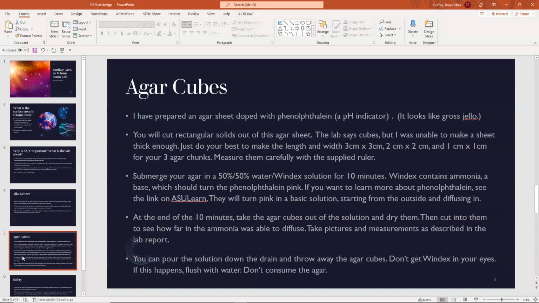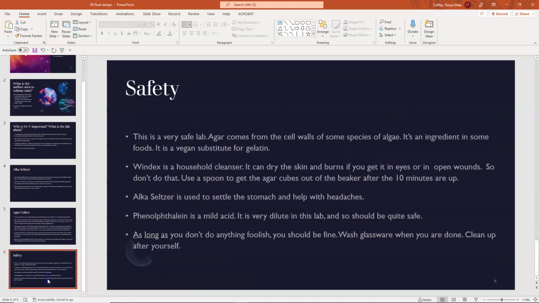All right? When you're done, you can pour your Windex solution down the drain and throw the agar cubes in the trash. Don't be silly. Don't drink the Windex. Don't get Windex in your eyes. If something does happen, just flush with water, and don't eat the agar. Okay? This is a very safe lab, and you're only going to hurt yourself if you're being silly.